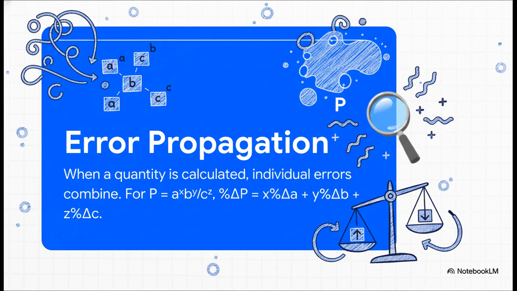Look at that formula. The powers of the variables like x, y, and z just become multipliers for the errors. And this is super important. Even if a variable is in the denominator, you still add its error. Errors never, ever cancel each other out.